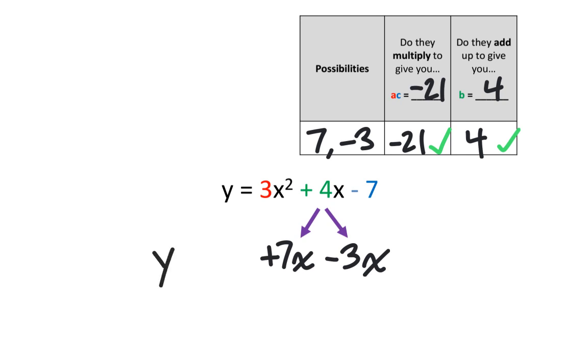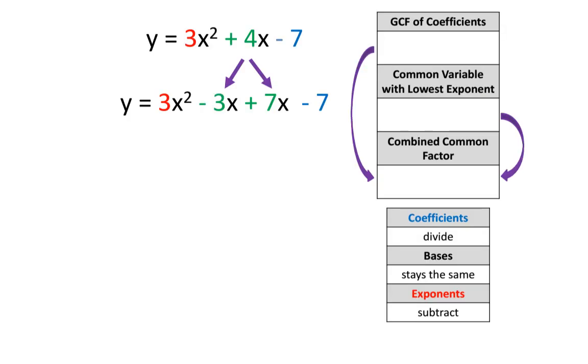The y is going to stay the same. The equal stays the same. The 3x to the power of 2 stays the same. And the -7 at the end stays the same. As you can see here, I've decomposed the center term +4x into -3x and +7x. You'll notice that these terms have switched places from the previous slide. The order of these two terms doesn't actually matter.